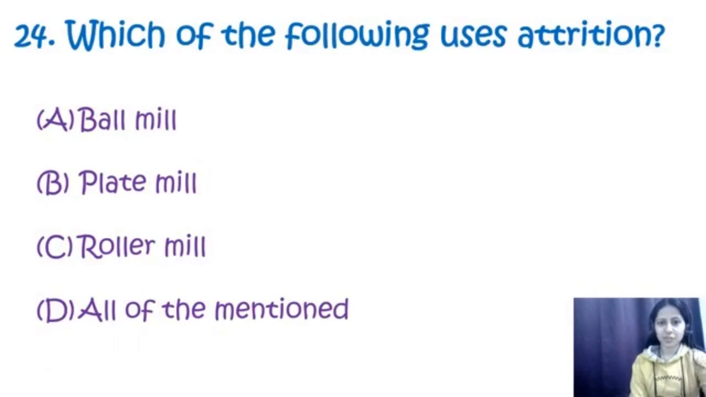Question number 24. Which of the following uses attrition? A. Ball mill, B. Plate mill, C. Roller mill, and D. All of the mentioned. So option number D, that is all of the mentioned. It uses attrition. So attrition is actually used to grind, which can require combinations of forces, say centrifugal force or the grinding media, and the attrition even reduces the materials. So the correct option will be option number D, that is all of the mentioned.